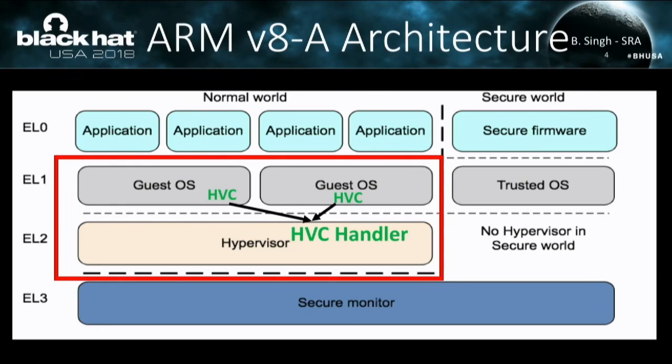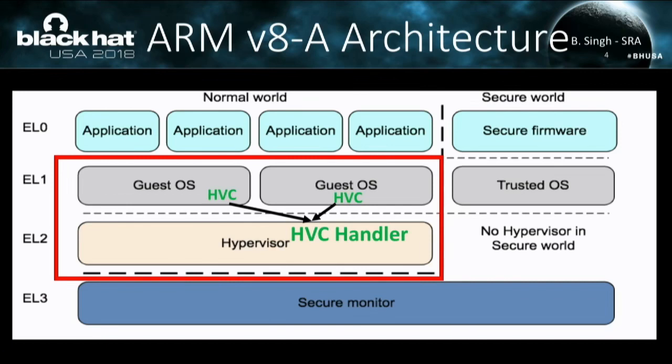If the OS wants to request some service from the hypervisor, for that there is a special instruction called HVC, that is, hypervisor call. When this instruction is executed, it results in a synchronous exception, and these exceptions are handled by the hypervisor. The hypervisor has handler code in it, and through that exception handler, the hypervisor services the request back. So this is how secure communication happens between the OS and the hypervisor.